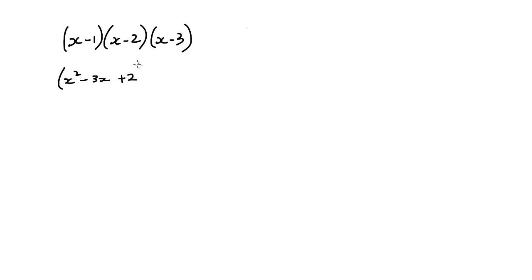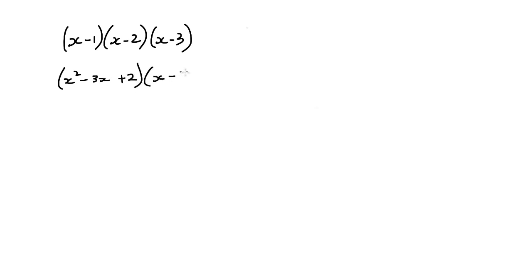If I was to expand a set of brackets and I was to start with, let's say, x minus 1, x minus 2, and x minus 3. If I was to expand these brackets, I would start by expanding the first two sets of brackets, so x minus 1 and x minus 2. And I would end up with x squared minus 3x plus 2.